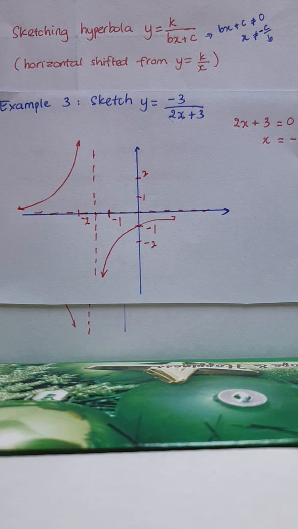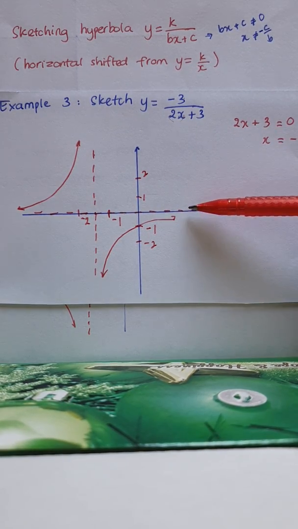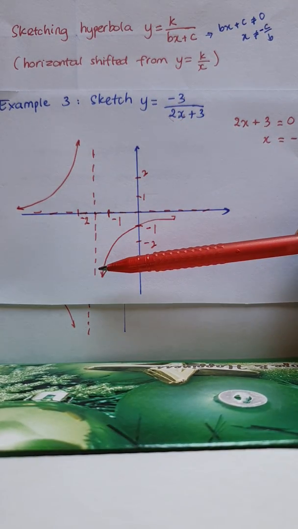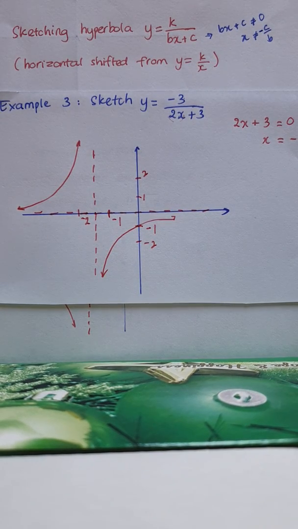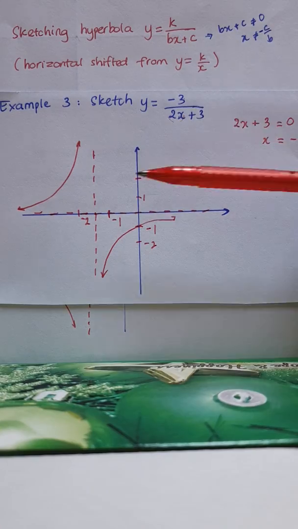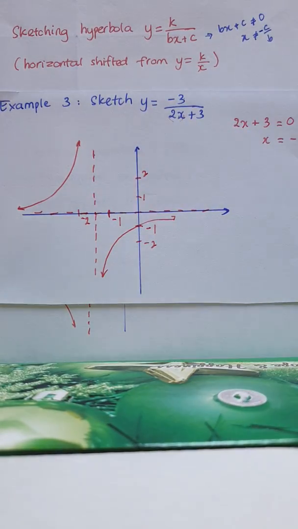So keep in mind again, horizontal asymptote remains the same. Work out the vertical asymptote. Based on the k value, we work out the quadrants and find the y-intercept and indicate your scale clearly on both axes, and we're done.